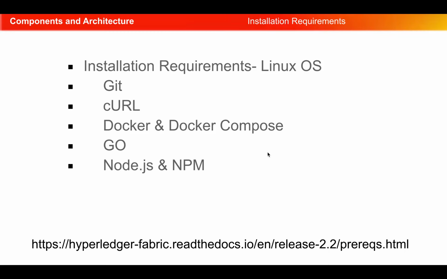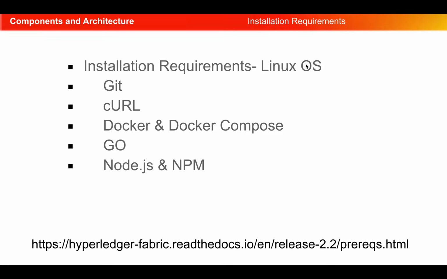So in this section, we are going to learn the installation of software and the packages that are needed for Hyperledger Fabric. The recommended operating system for Hyperledger Fabric development is Linux OS, but if you are using Mac and Windows, there's absolutely no problem. But there are a couple of steps that you need to do extra for Windows if you are using Windows.